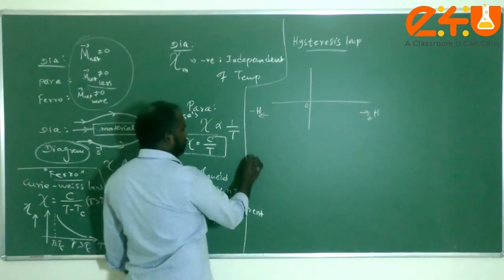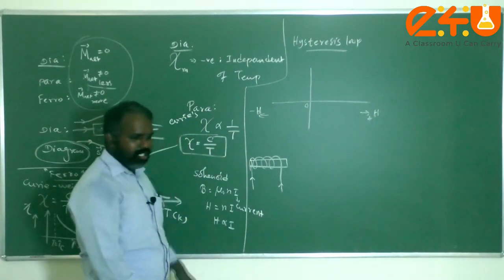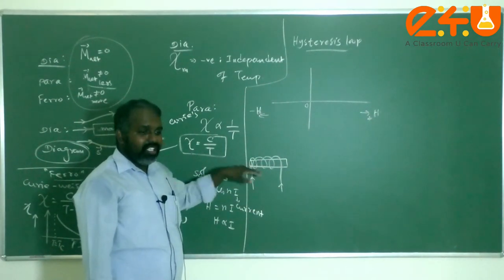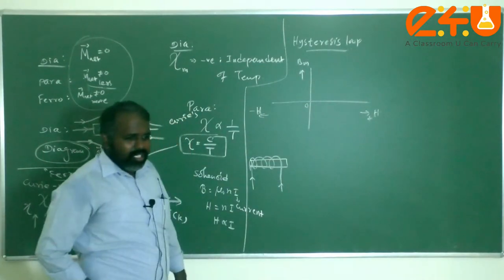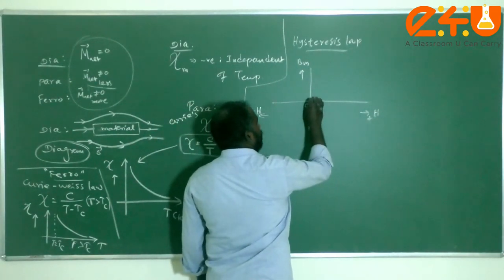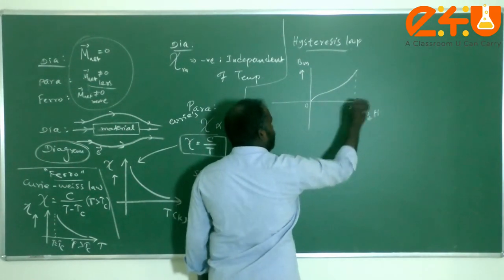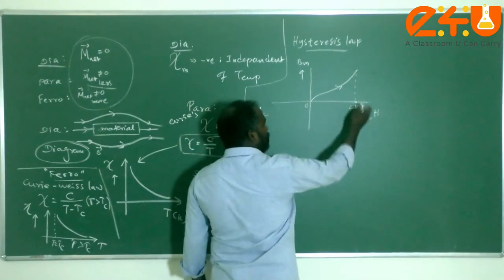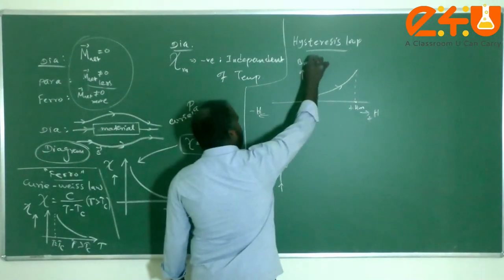So this is the solenoid carrying some current I, and you are keeping a specimen material. When the current increases, the molecular magnetic dipole moments are strongly aligned in a particular direction. Let us consider this is B_M, the total magnetic field in the specimen. When H increases, the graph also increases to a maximum value. This is called plus H maximum, H_M. When the field reaches the maximum value, beyond that there is no further increase in the induced magnetic field in the specimen material.